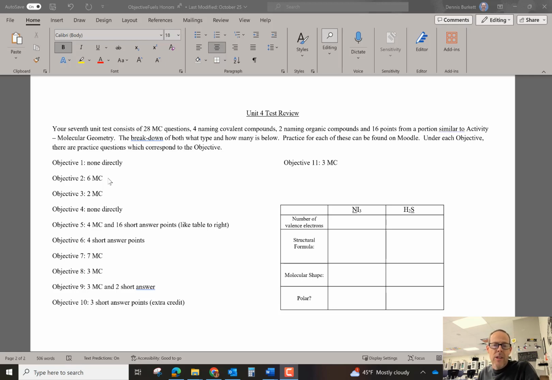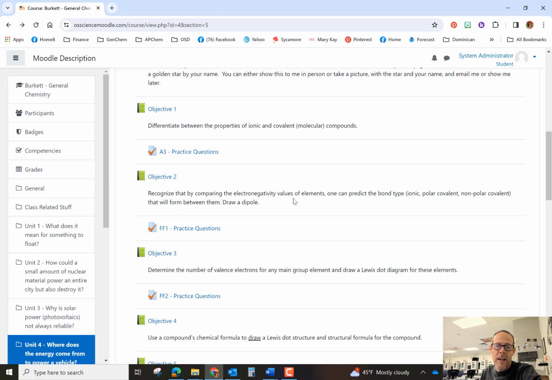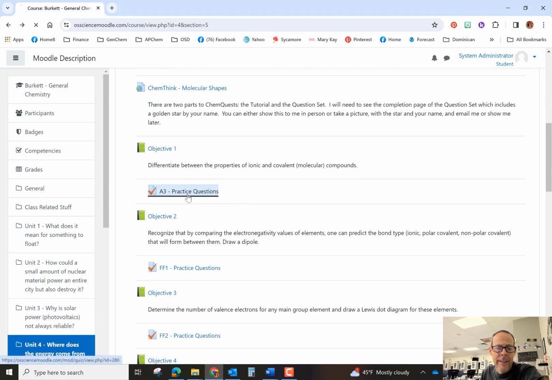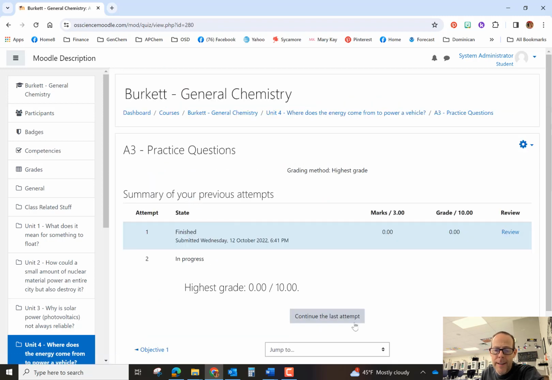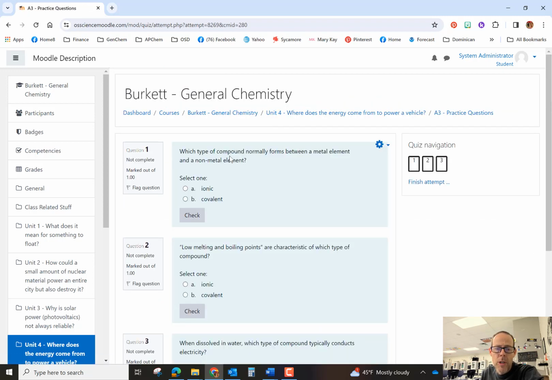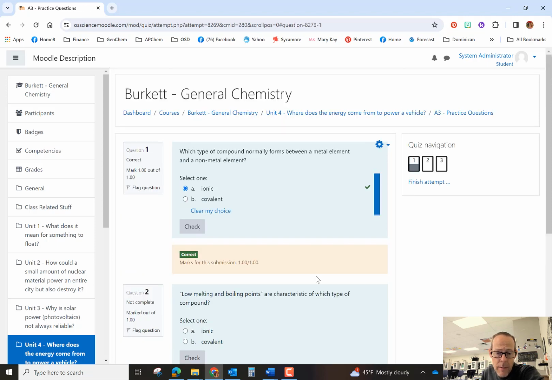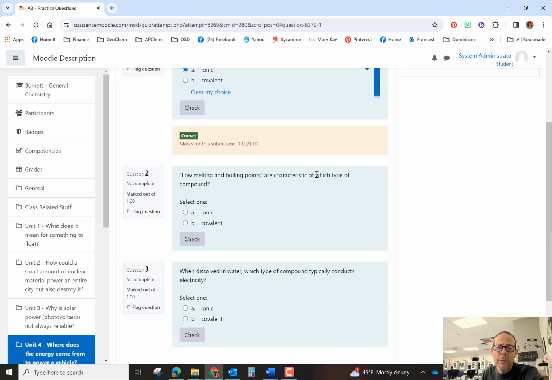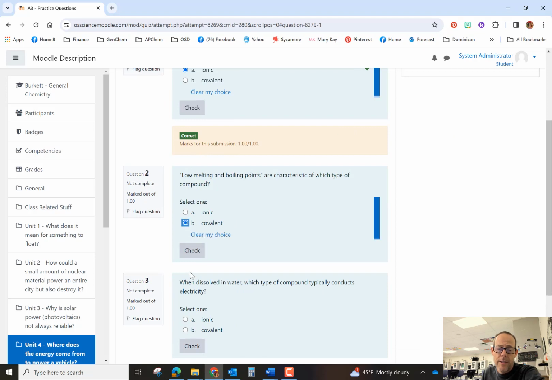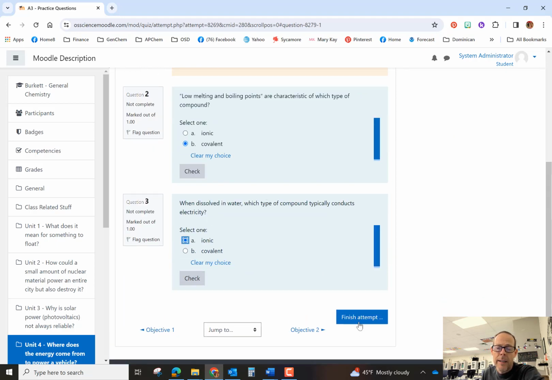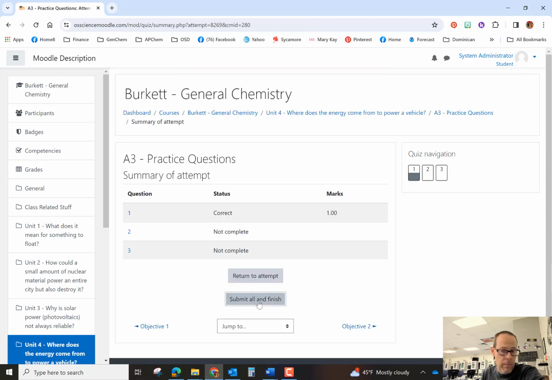So what that means is go to Moodle, okay? Here's Moodle, Unit 4, go to objective 1, look at the practice questions, continue last attempt. Which type of compound normally forms between a metal and a nonmetal? That's ionic, okay? You can check it. See if you're right. Yep, green arrow or green check mark. Low melting and boiling points are characteristic of covalent. When dissolved in water, which type of compound typically conducts electricity? Ionic. You can finish the attempt, submit all and finish.